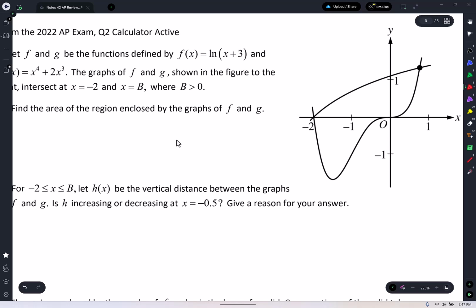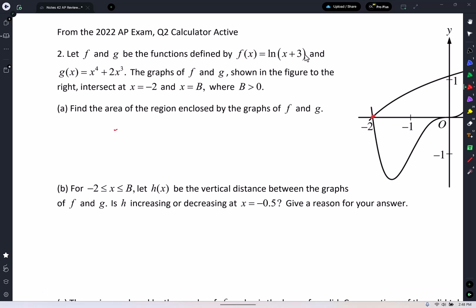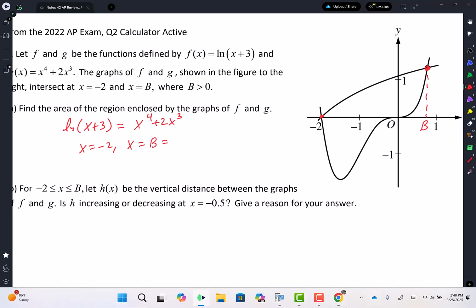First thing I would do, I need this answer, which I already know is just -2, but I need this one where they intersect, that they're calling b. So how do I get b? Like this, guys. You're going to go ln of x plus 3 equals x to the fourth plus 2x cubed. So it's equal in two locations: at x equals -2 and at x equals b, and I'm going to give the number in a little bit.